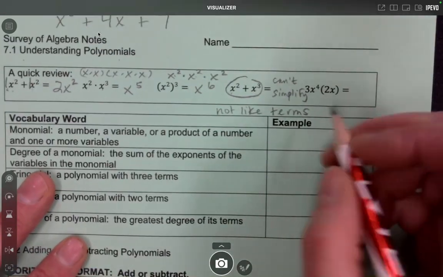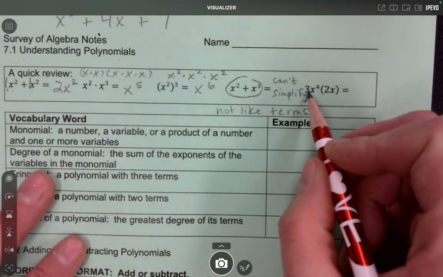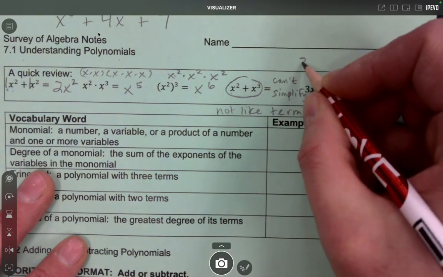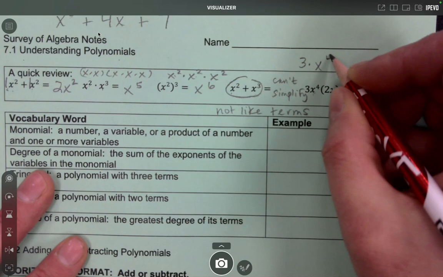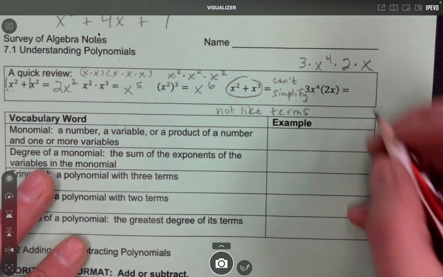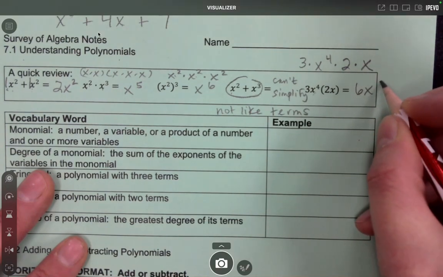This last one, remember, when we don't have parentheses, my 3 is not being raised to my 4th power, only my x's. So this is like a 3 times an x to the 4th times a 2 times an x. That's how we need to think about that. And so we would have 6x raised to the 5th power.